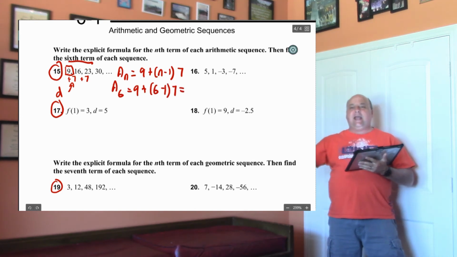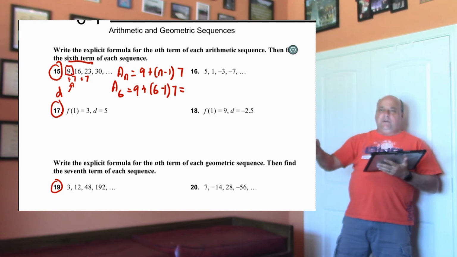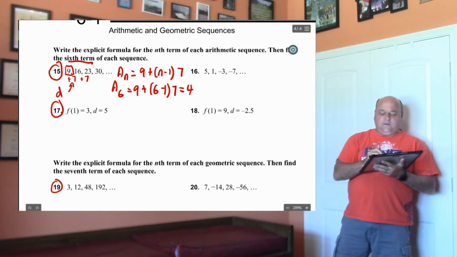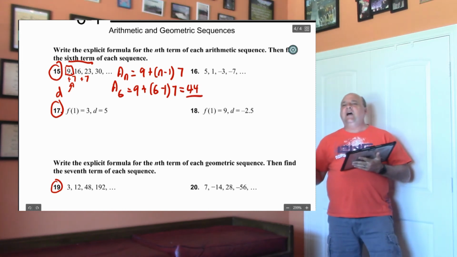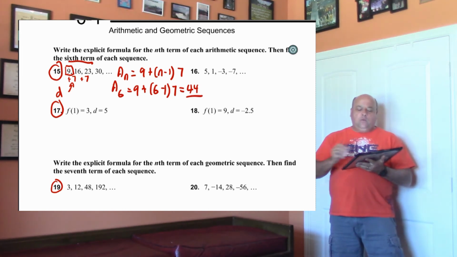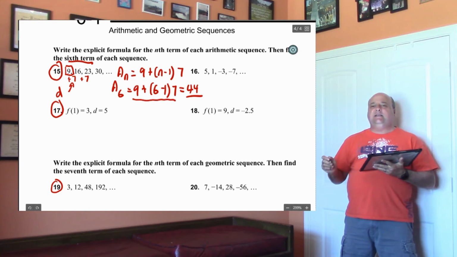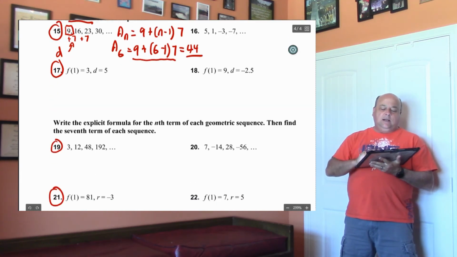And you would type that as is into the calculator. 6 minus 1 is 5. 5 times 7 is 35. 35 plus 9 is going to be 44. Piece of cake. Remember, just type that as is into the calculator and it'll work. Let's go to the next one.